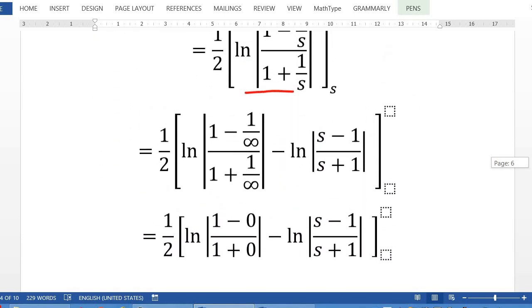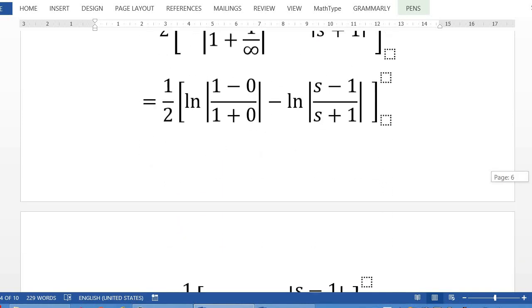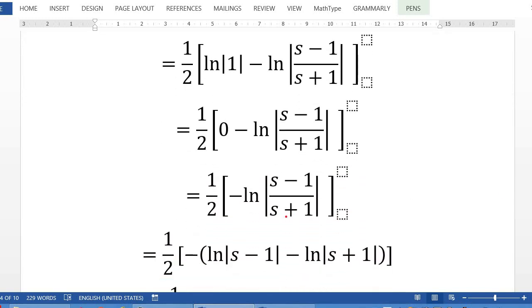Then you get 1 divided by infinity, you have 0. So this is also 0. So later on, the first term here you get ln 1, which is equal to 0. Then this is left, negative ln (S minus 1) over (S plus 1).